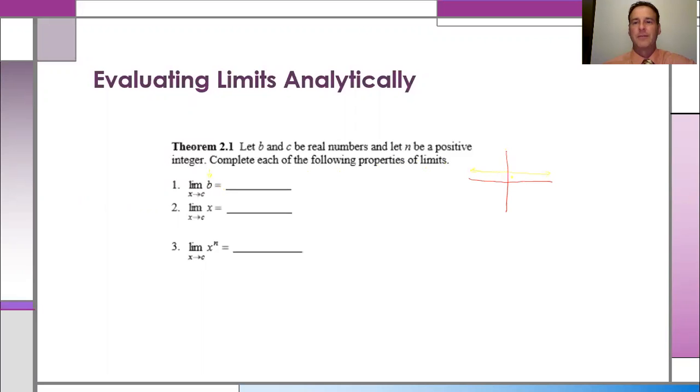Whereas c, well, I'll just make up c right there. And what is the limit as x approaches c from each direction? Well, it's the same thing as whatever b was. It's whatever this line is. So I'm just going to write b. Okay, easy enough. What is the limit as x approaches c of x?